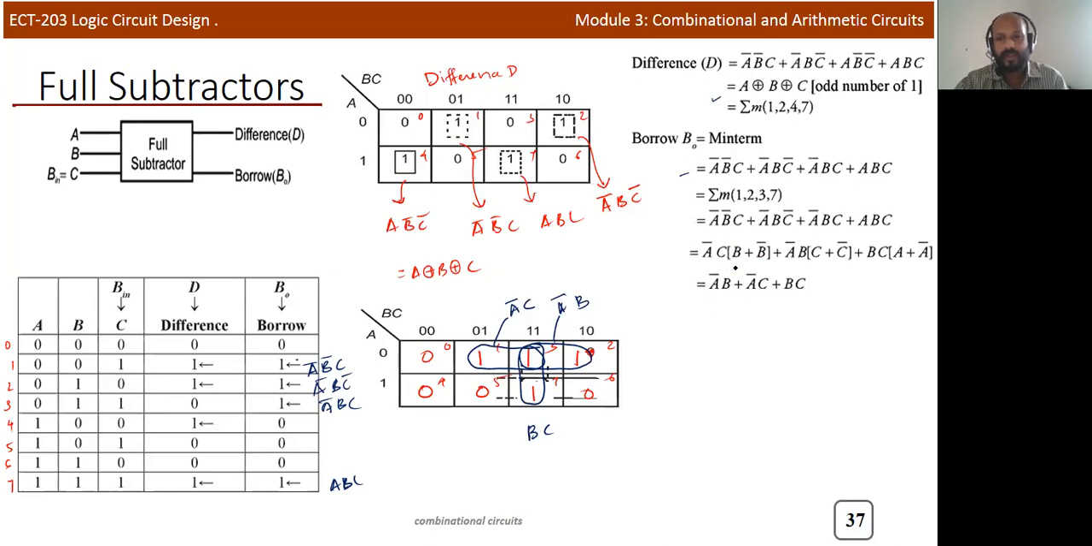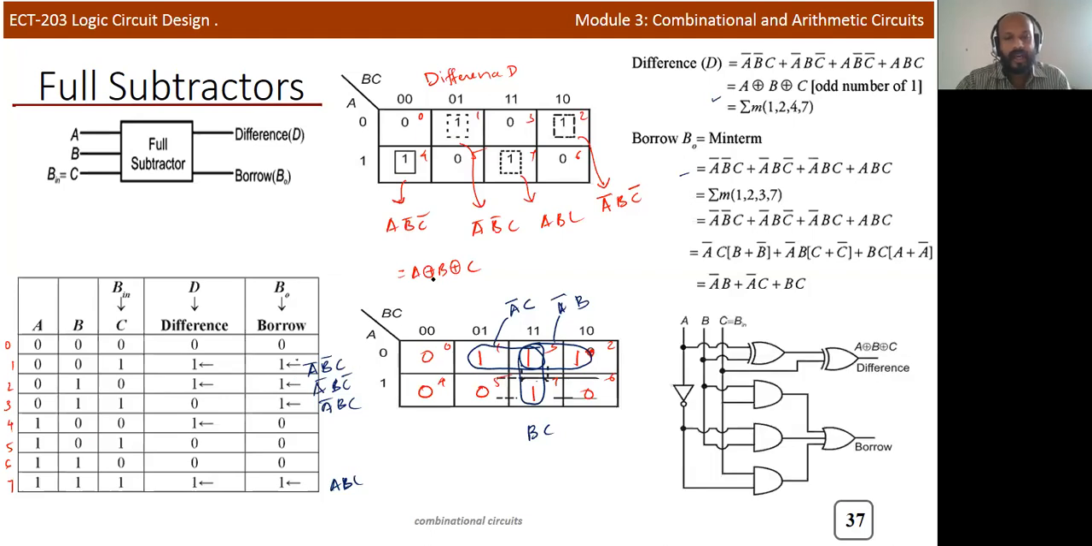Either you can use the Boolean simplification part, or you can use the K-map. I think you can prefer K-map in this particular case. And now we need to draw the circuit. So in order to implement A XOR B XOR C, either you can use a single XOR gate of 3 input, A, B, C, or you can use two input XOR gates. If you are using two input XOR gates, this is A and B, first one. So you'll get A XOR B here, and the third one is C. And if you XOR, you'll get A XOR B XOR C in the output.